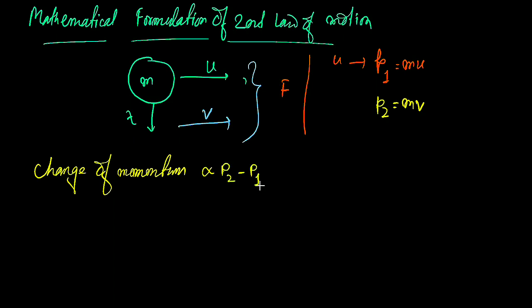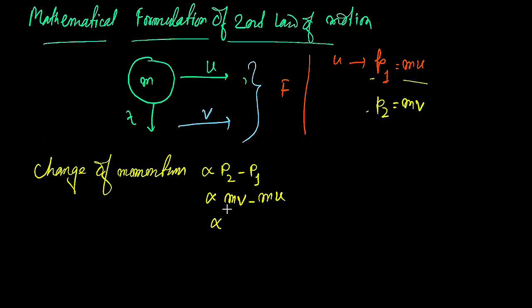What that proportionality means is that the required change of momentum is directly proportional to the difference of these two quantities, p2 and p1. Simple fact. Now we put the values of p2 and p1. What's the value of p2? That is mv. Write it down. What's the value of p1? It is mu. Write it down.